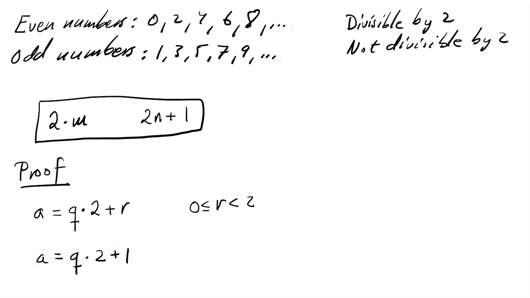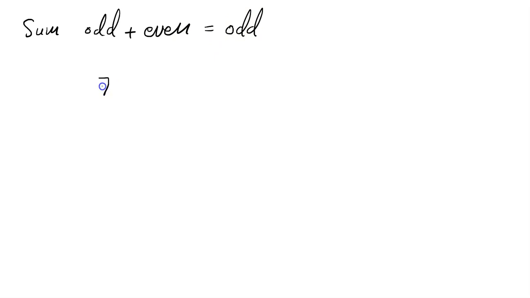So that's the proof. The sum of an odd number and an even number is always odd. For example, if I take 7, an odd number, plus an even number 4, then that's 11, and that's an odd number. That this is the case can be proven. So let's now prove that.